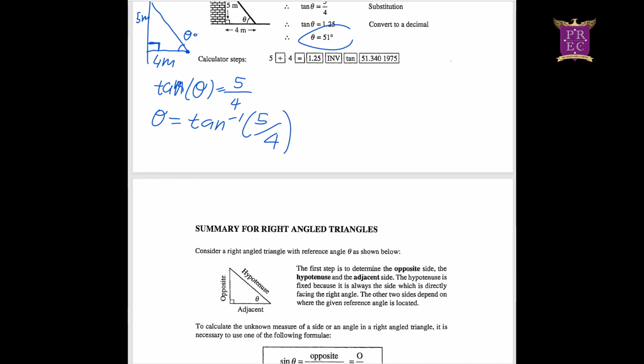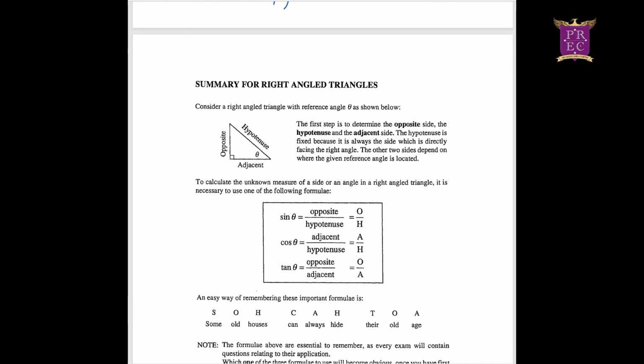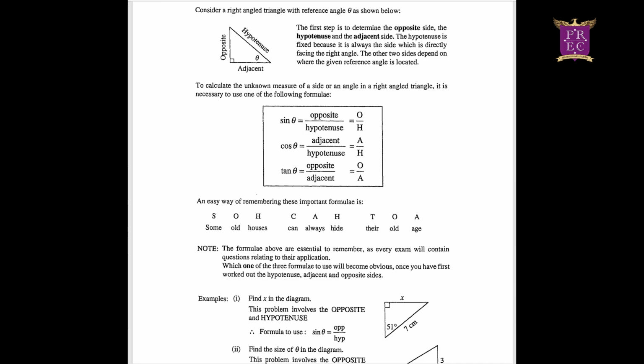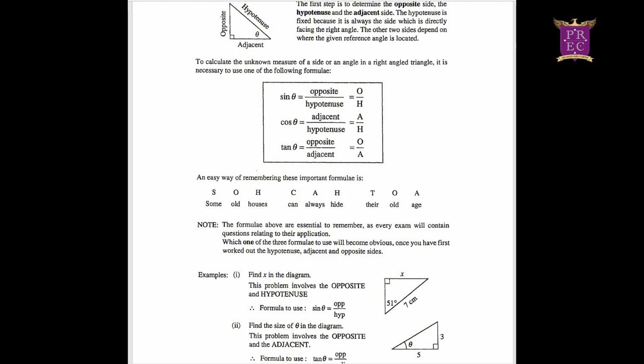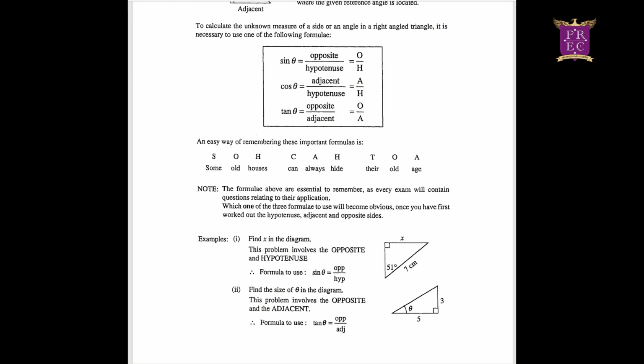Okay, this is the summary. You can have a look. Oh, there we go, SOHCAHTOA. There's another way you can remember it. They've given you a mnemonic: Some old houses can always hide their old age, but SOHCAHTOA is easy to remember. And you can have a look at these examples as well.